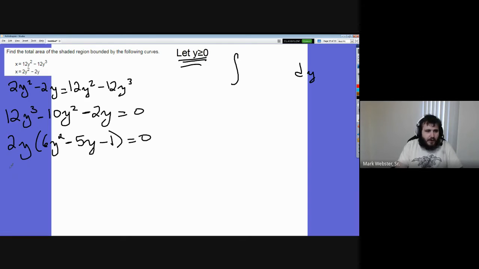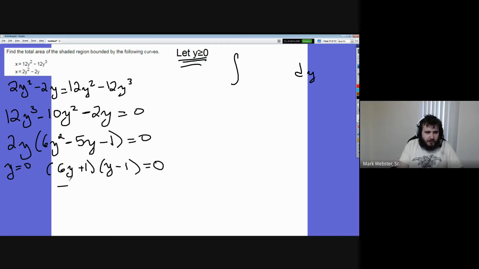So already we know that one of our bounds of integration is y equals 0 from this one, right? Let's factor this one out. We should get something like that. Double check. 6y times y, that's 6y squared. 1 times negative 1, that's negative 1. 6 times negative 1 is negative 6, plus 1 is negative 5. So I'm good there.